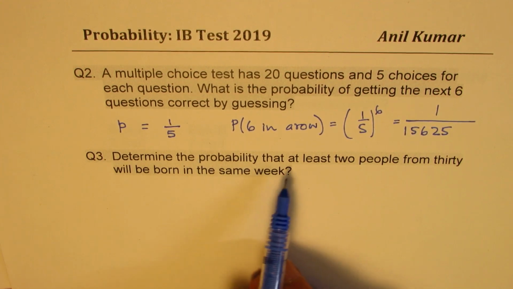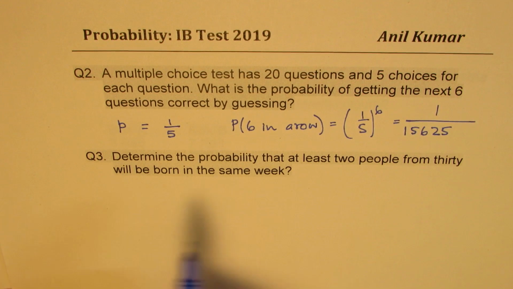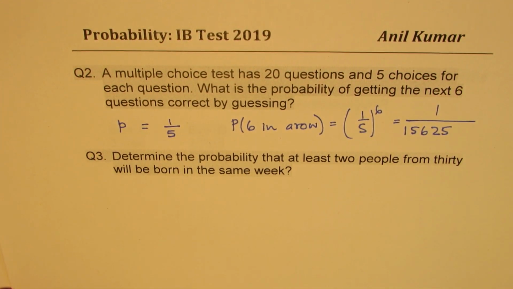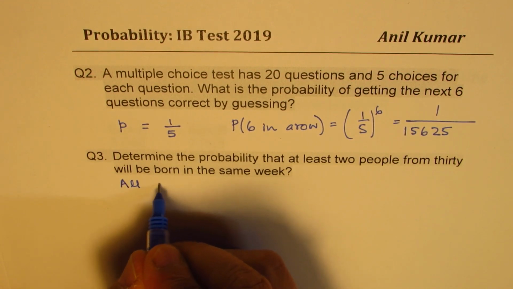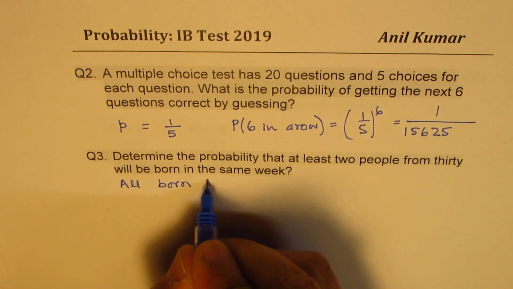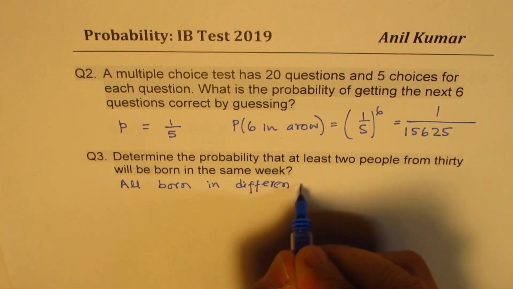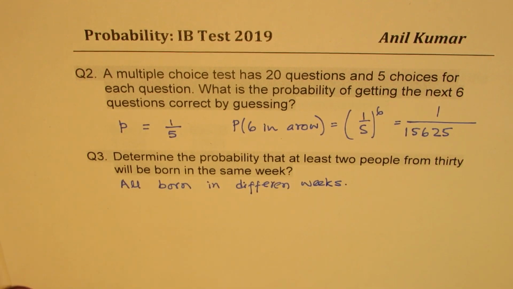Determine the probability that at least 2 people from 30 will be born in the same week. Now, to solve such a question, what we should do is to figure out that all are born in different weeks. So we'll say all born in different weeks. So let's find how many cases will these be, right?